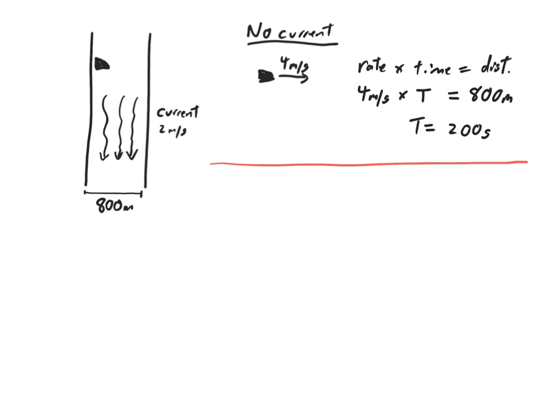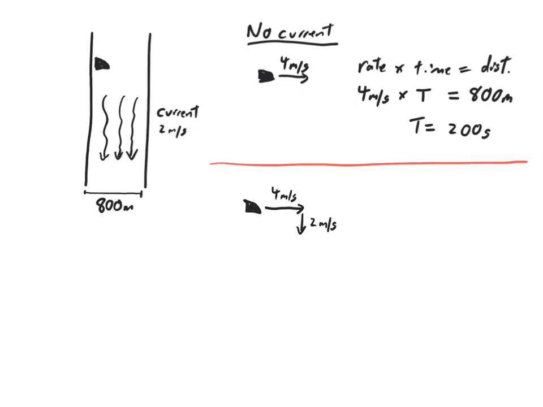But in our problem, we do have a current. So as we attempt to travel straight across, the current is going to cause us to drift downwards. And so the net effect is we're going to move sort of along a diagonal line like that. Okay, so how do we analyze that situation? So here's the basic idea. Here's our boat again. And the boat is capable of traveling at 4 meters per second relative to the water. But the current is flowing southwards at 2 meters per second.